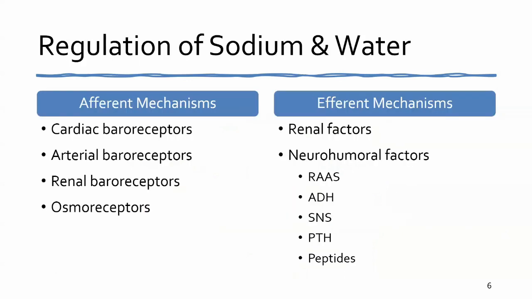There are a whole lot of mechanisms that regulate sodium and water balance. We have the afferent mechanisms. These are receptors throughout the body which provide feedback relating to the body's fluid and osmolality status. We have cardiac, atrial, and renal baroreceptors, and then osmoreceptors which detect the plasma osmolality. Then we have efferent mechanisms which respond to this information gained by the afferent mechanisms. The first is renal factors, and specifically the glomerular filtration rate. And then we have a few neurohumoral factors, which we will talk about.